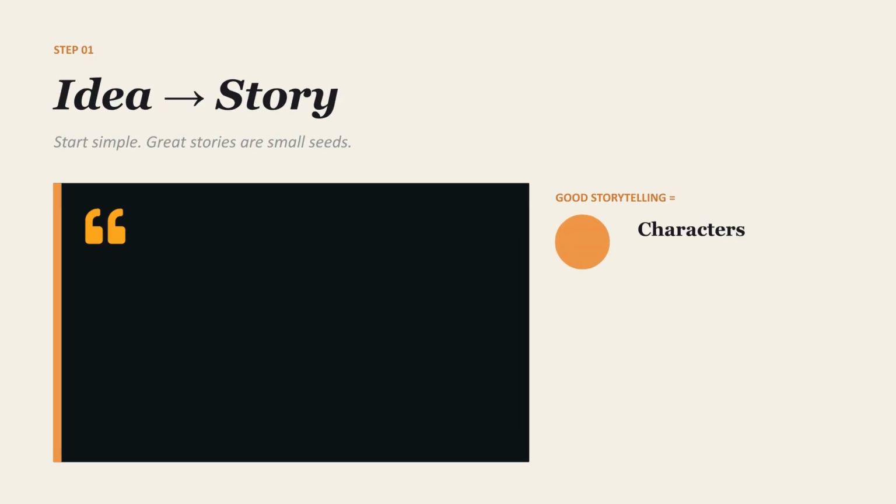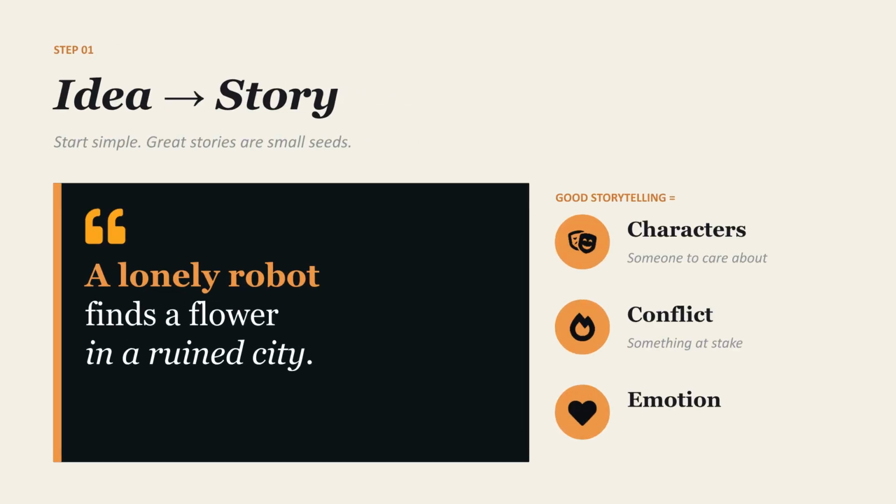The first step is to start with a simple story idea. The example here is a lonely robot finds a flower in a ruined city. It is only one sentence, but it already has the key ingredients: character, the lonely robot, situation, a ruined city where life has disappeared, emotion, loneliness, discovery, and hope. For beginners, don't start with a complicated plot. A good story often starts with one clear moment.